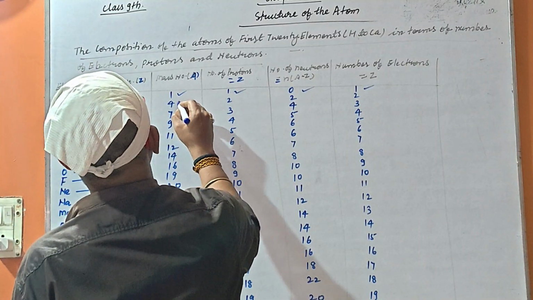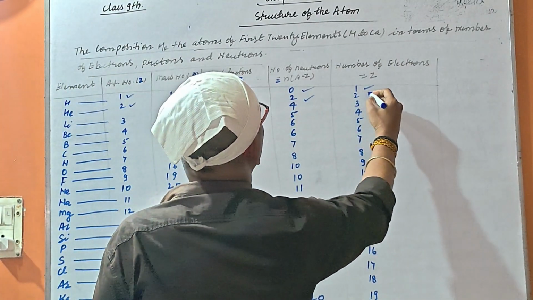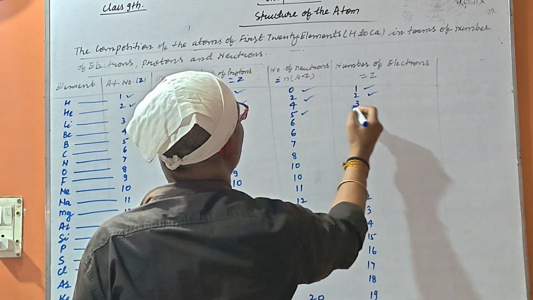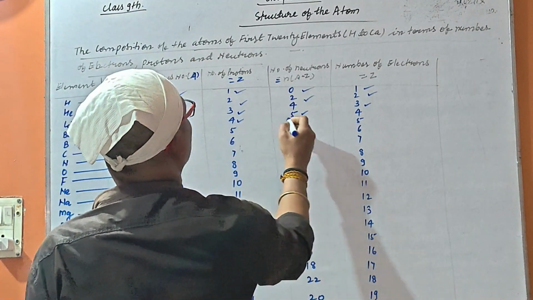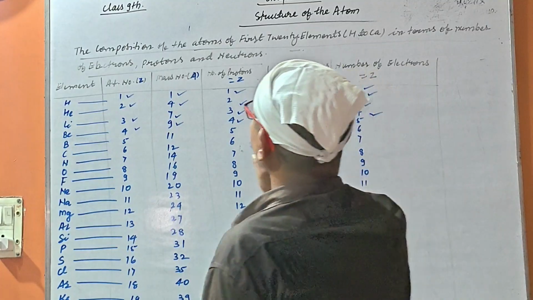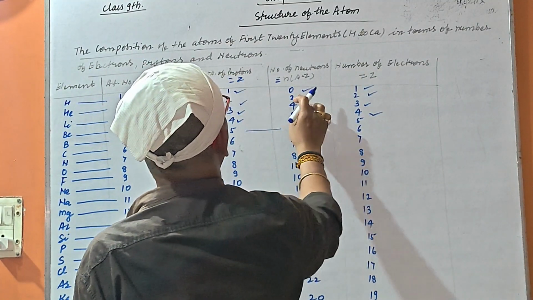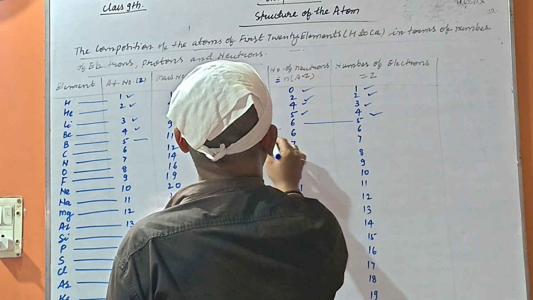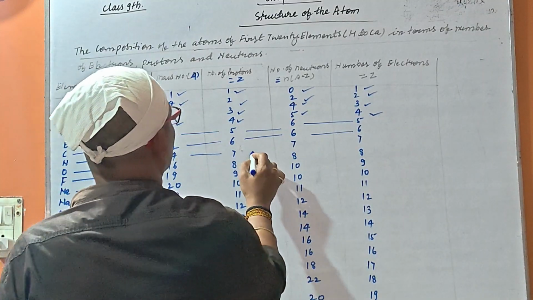Helium: atomic number 2, mass number 4, protons 2, neutrons 2, electrons 2. Lithium: 3, 7, 3, 4, 3. Beryllium: 4, 9, 4, 5, 4. So these are the things I have given you. The same thing I am going to mark here.